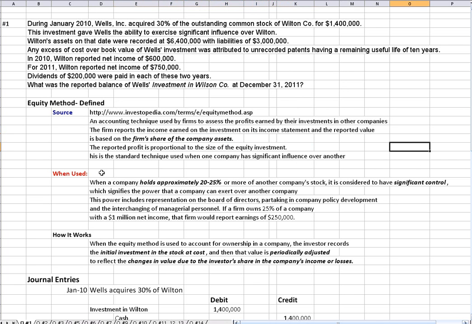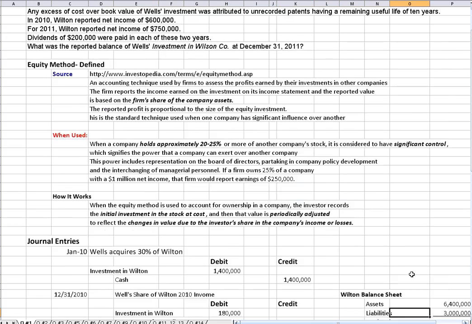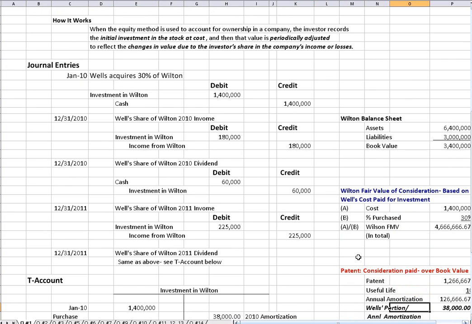When do we use the equity method? When a company holds 20 to 25% of the company's stock, has significant control. So we go through that conversation as well. So what do we do when we use the equity method? The investor records the initial investment at cost, we'll see that in a minute, and then we adjust that cost, we adjust the value of that balance sheet item to reflect changes in the investor, the parent's share of the company, the subsidiary's income or loss.